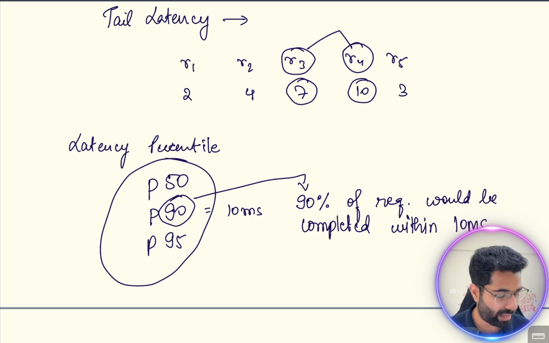Okay, and if we talk about P50, we also call this the median latency. So around 50% of the requests will be completed within this tail latency barrier of P50.